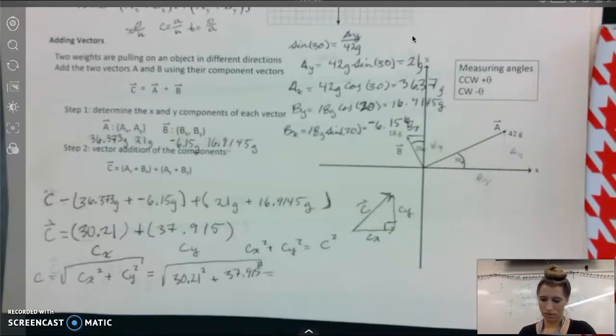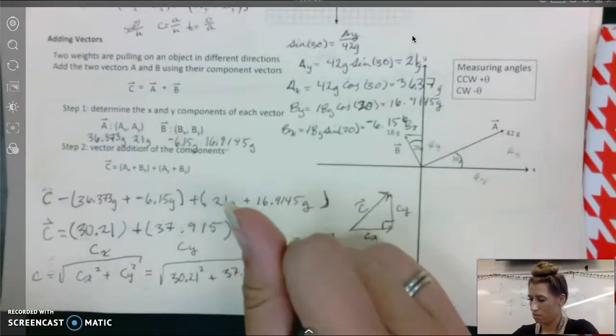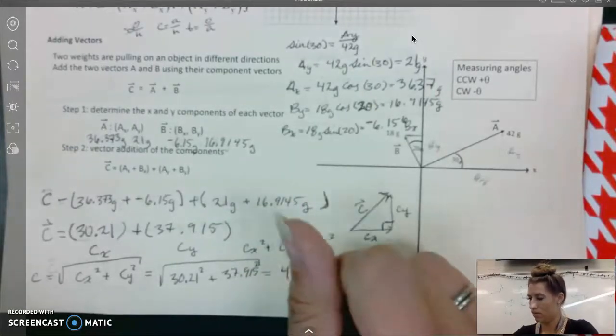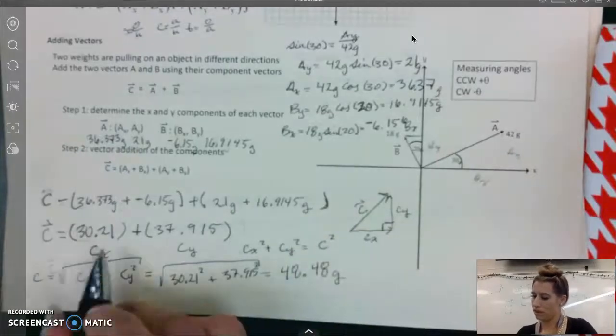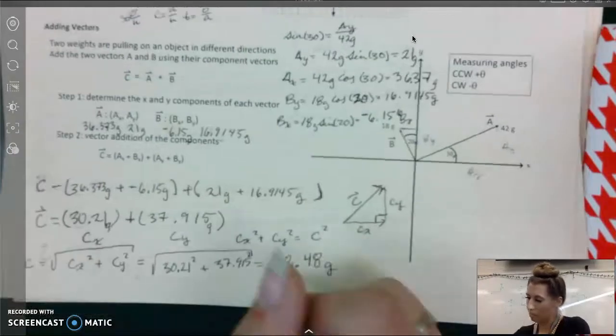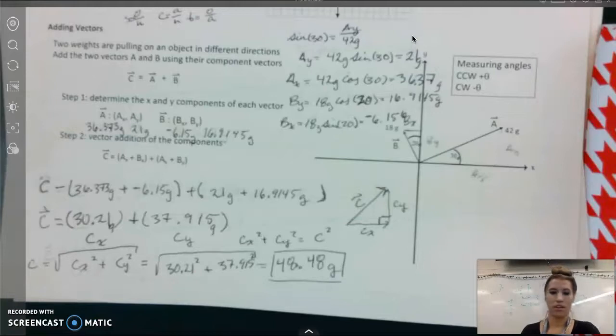So I plug that in my calculator: square root, the 30 value squared plus the 37 value squared. And I get a final number of 48.48 grams. Remember, these were all grams. There's the magnitude, and there's the x and y component of that.